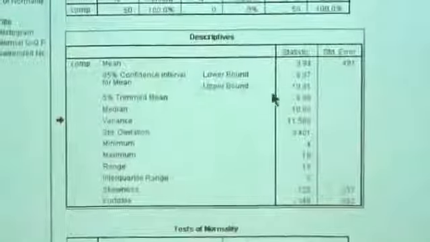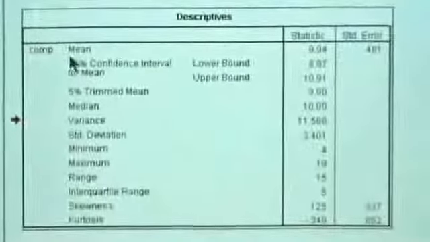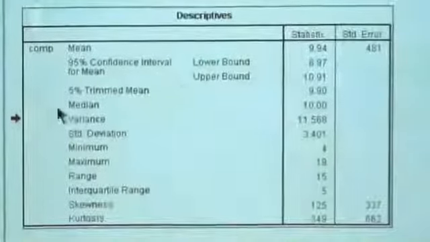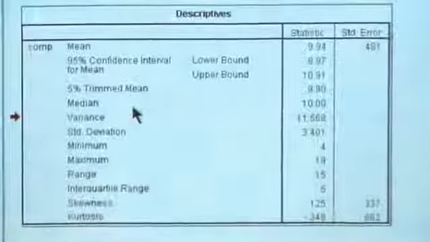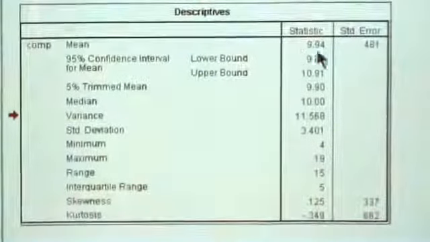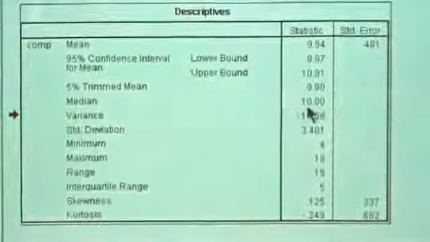When looking at our output, we'll first start by looking at the descriptives box here. In looking at the descriptives box, we can see our measures of central tendency, such as the mean here and the median here. We'll want to look at the mean, which is 9.94, and the median, which is 10.